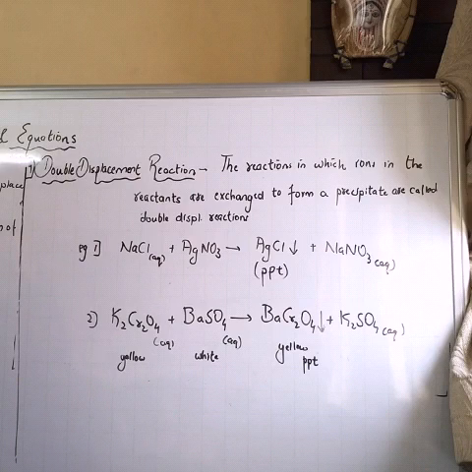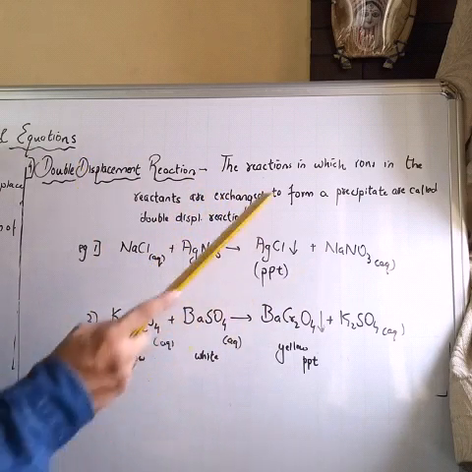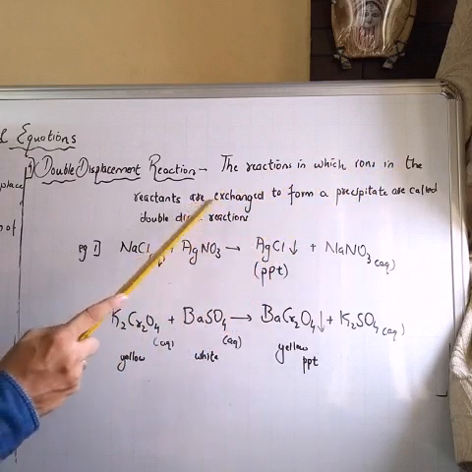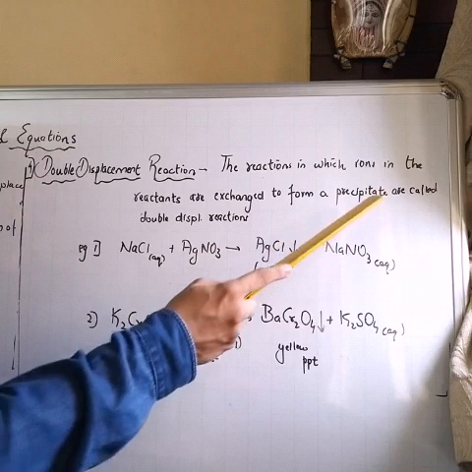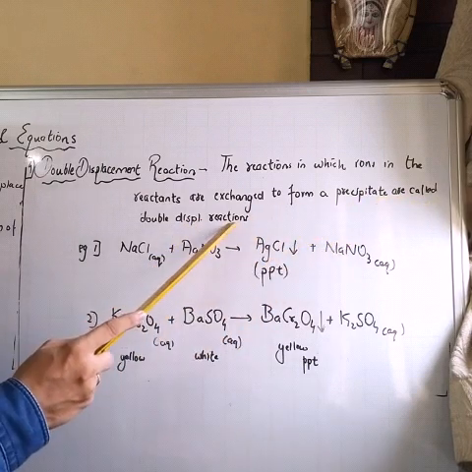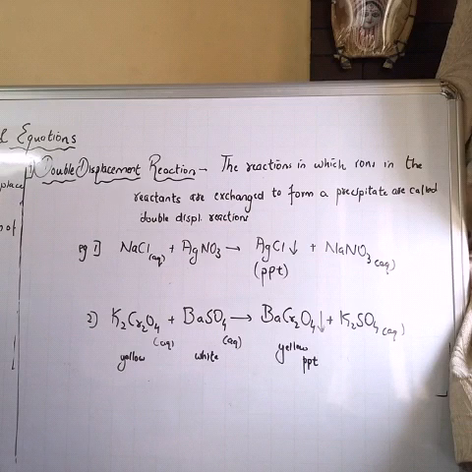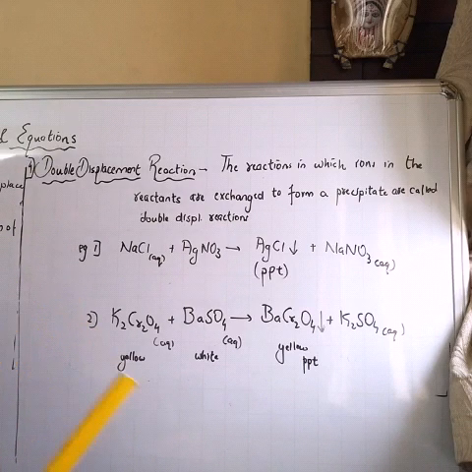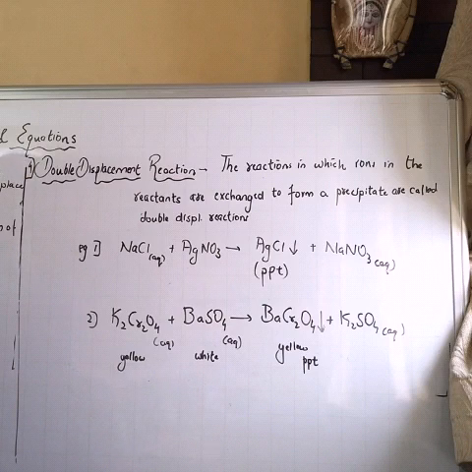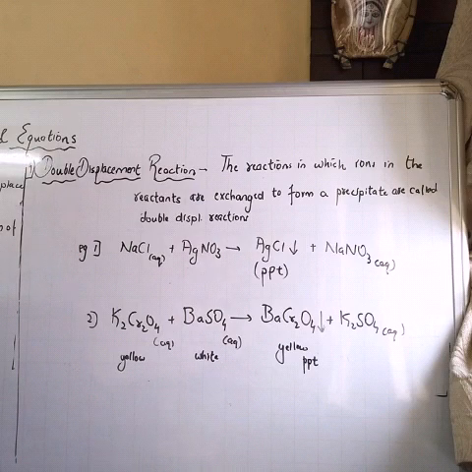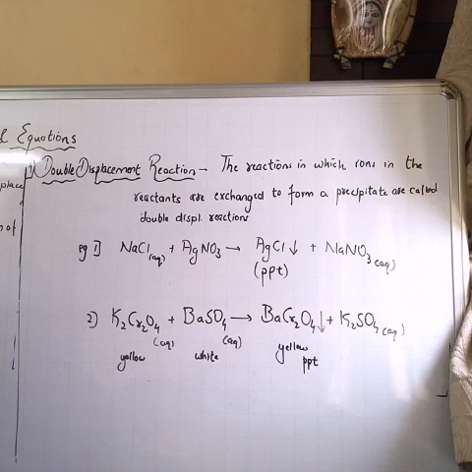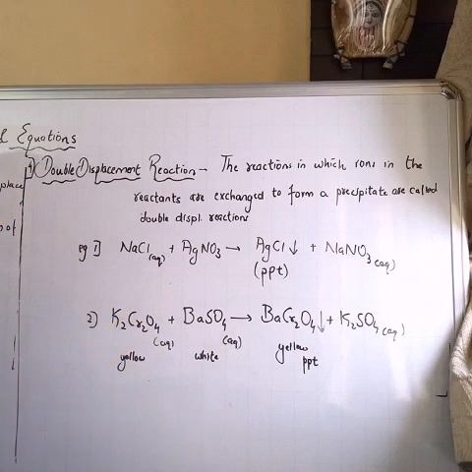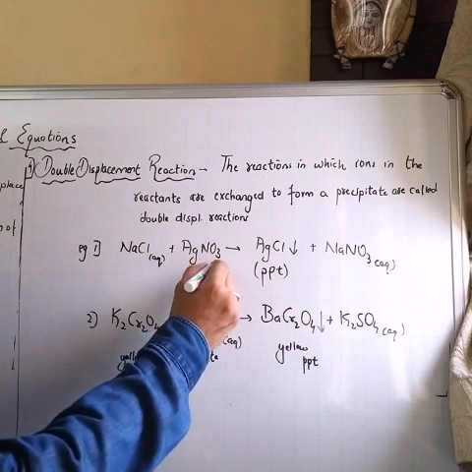Now, how do we define it? The definition is very simple. The reaction in which ions in the reactants are exchanged to form a precipitate are called double displacement reactions. The speciality you have to remember about double displacement reaction is that compulsorily there will be a formation of a precipitate. A precipitate is an insoluble substance, something which is not soluble in a solution or in water.